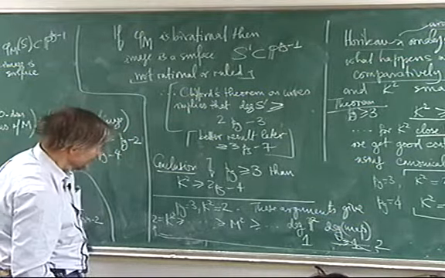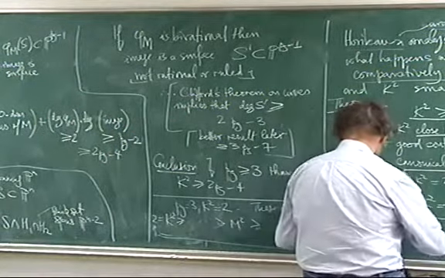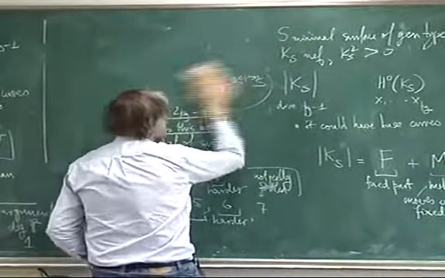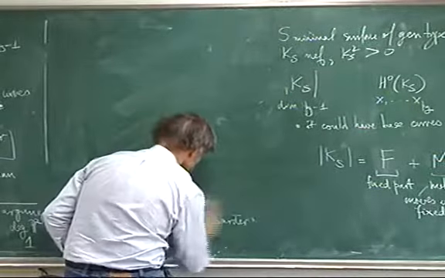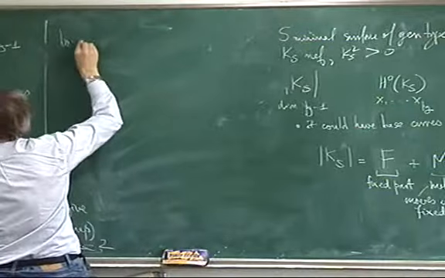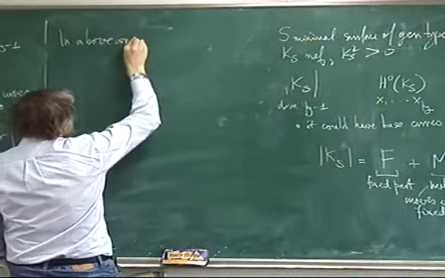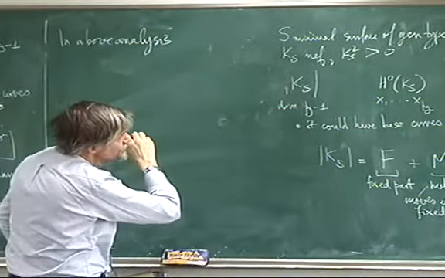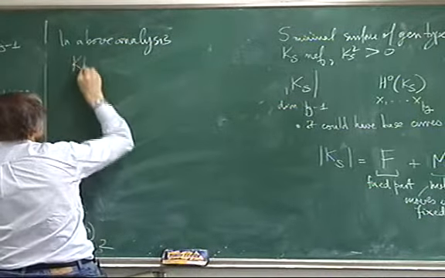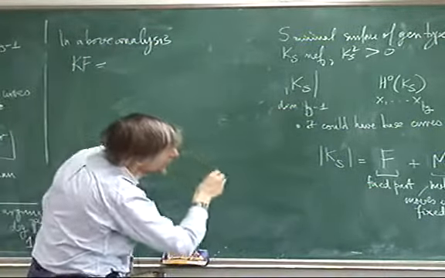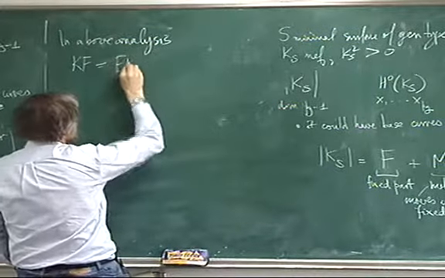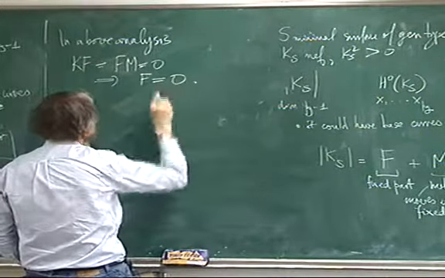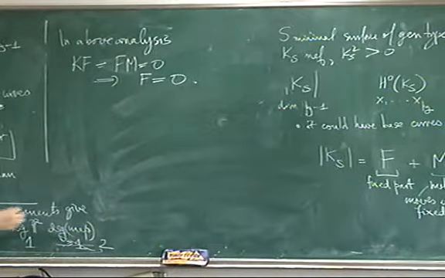then in fact the linear system is free. So in the above analysis, if k times f equals f times m equals 0, implies that f is actually equal to 0. Right, so this is again by the index theorem.